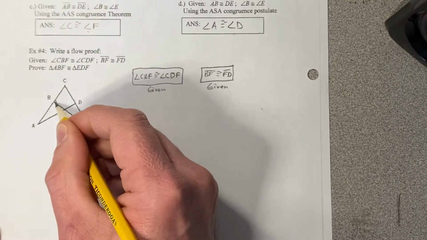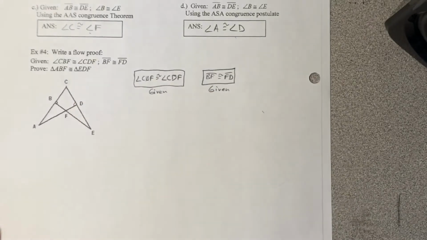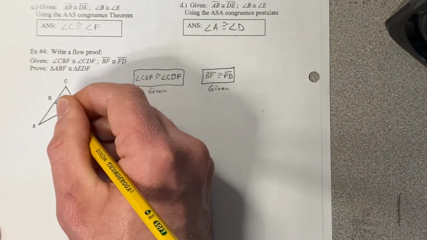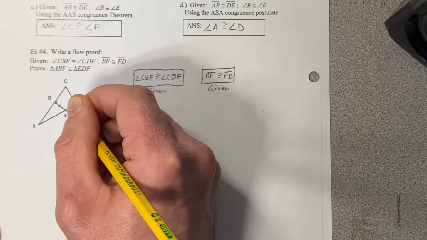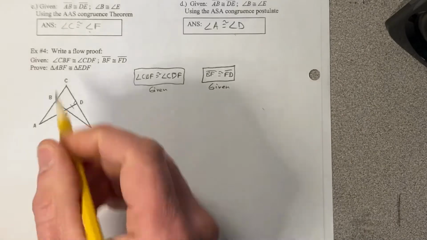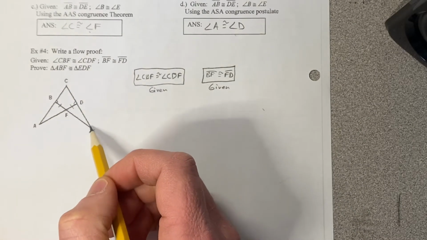CBF is right there. CDF is right there. BF is right there. FD is right there. And we're trying to prove that ABF is congruent to EDF.